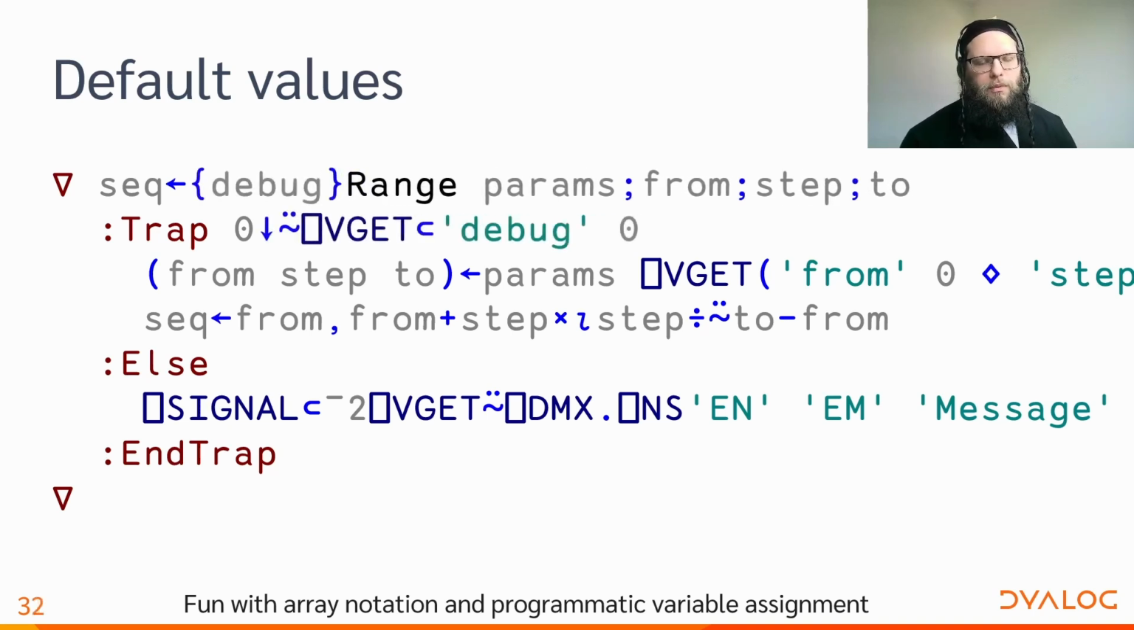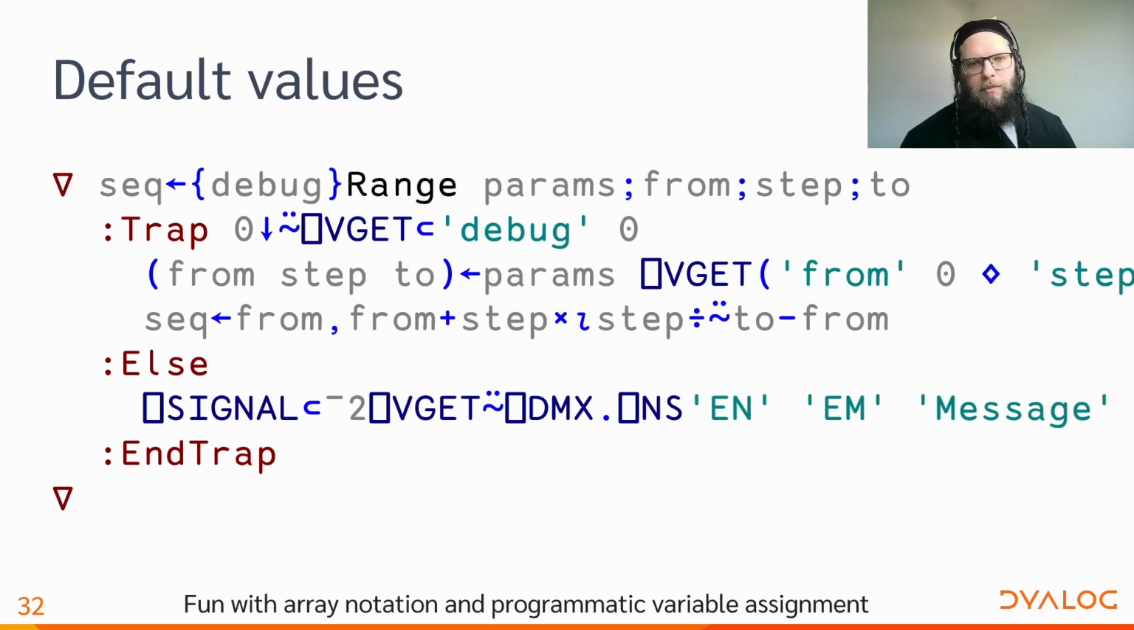Sometimes this is actually a problem, because if we trap every error and something goes wrong, and we don't understand what it is that went wrong, then we've excluded ourselves from debugging. So let's give an optional debug left argument to range. Now we're using quad VGET. We're trying to get the value of debug. If it doesn't exist, then we'll use the value 0. Notice the enclosure here, because it's the single name value pair. So quad VGET debug 0 here.